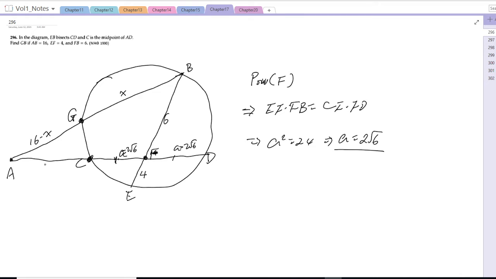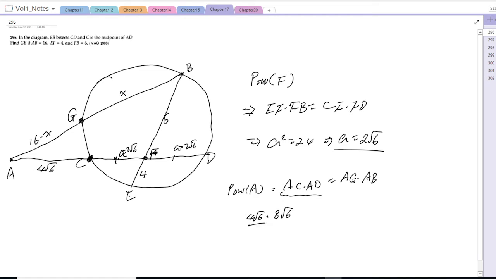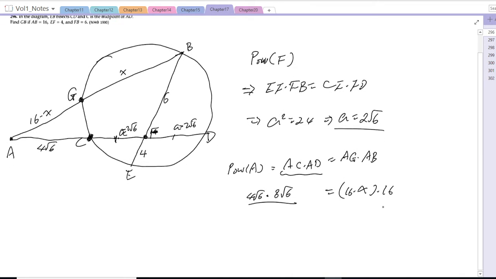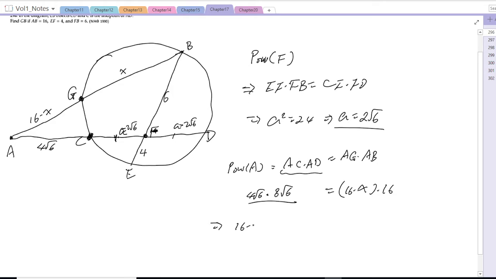And also C is the midpoint of AD, so AD is 4 root 6. Now we can solve it. The power of point A means AC times AD is equal to AG times AB. So we have an equation. AC and AD we know, it's this one and 8 root 6. That is equal to AG, which is 16 minus X, times AB, which is 16. So now we see 16 minus X is equal to 12. So we solve X equals 4.